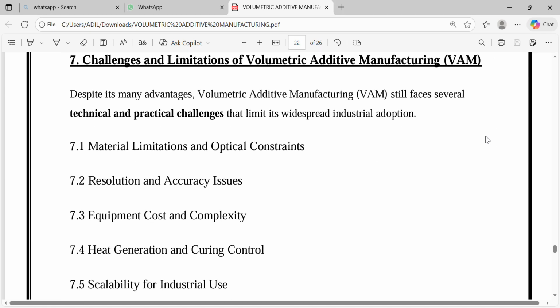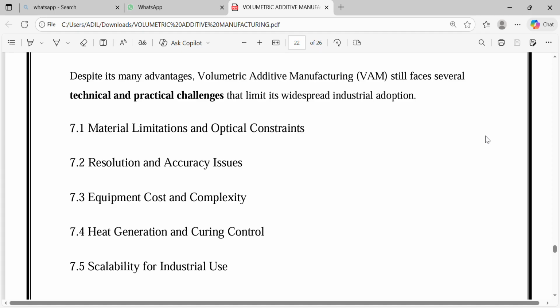Challenges include material limitation and optical constraints. In WAM, material limitation includes resin properties, material compatibility, and degradation over time. And optical constraints include the resolution limits, depth of penetration, and light scattering.